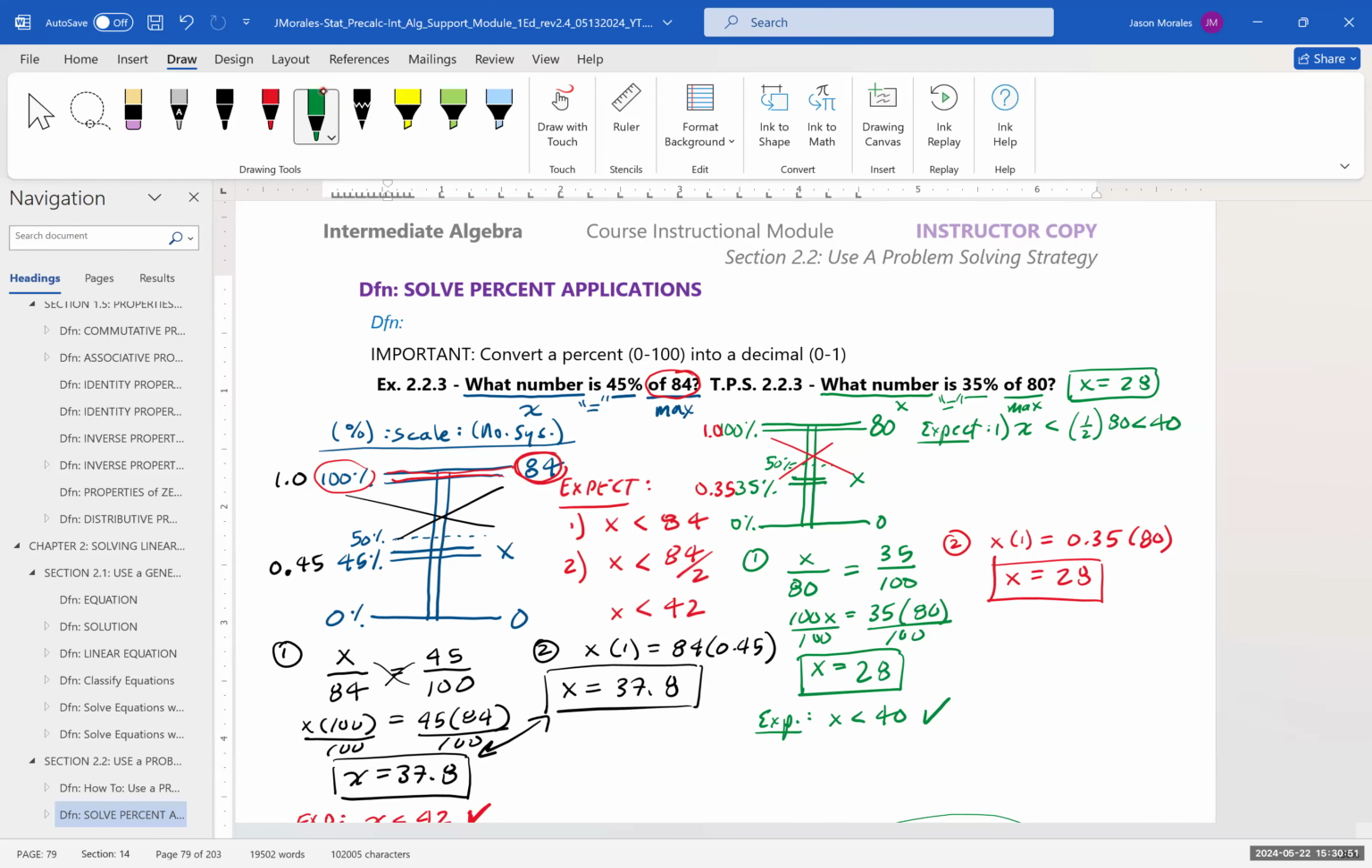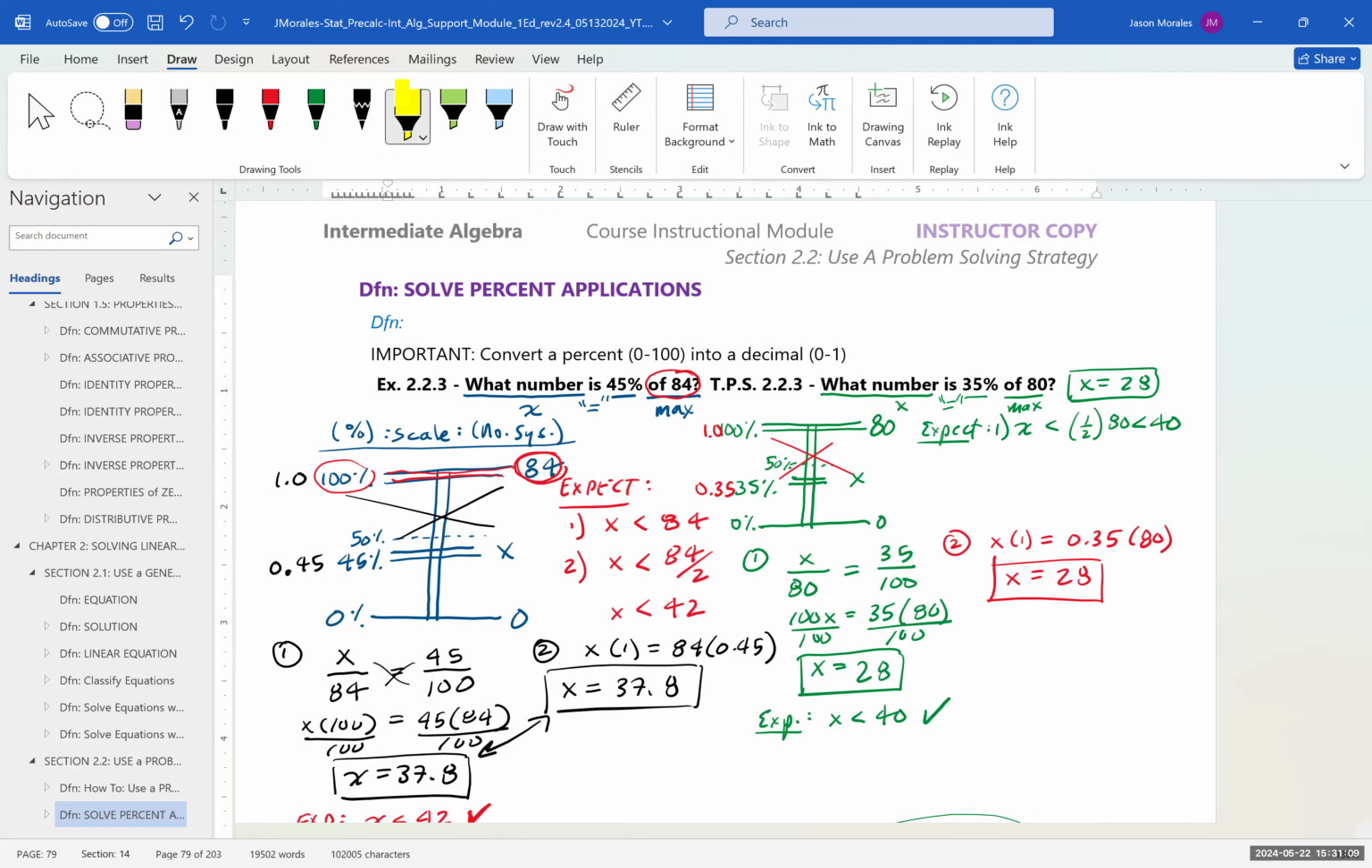Okay, let's go over the three think, pair, share problems that relate to each of these examples. So the first think, pair, share is: what number is 35% of 80?